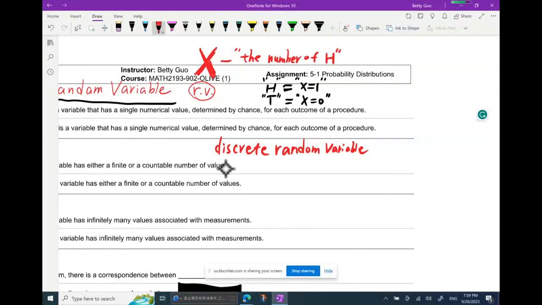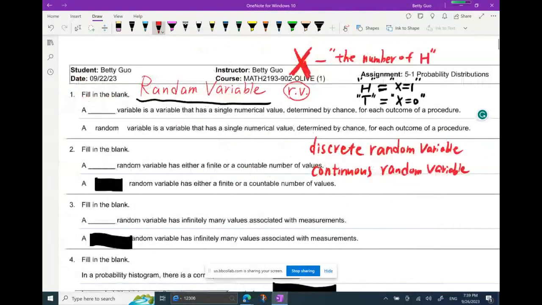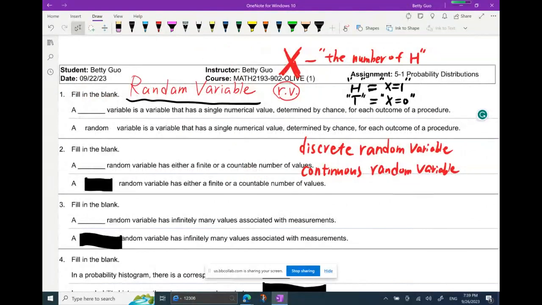And the second type is called a continuous random variable. Today we learn discrete. On Thursday we learn continuous. So what is a discrete random variable?